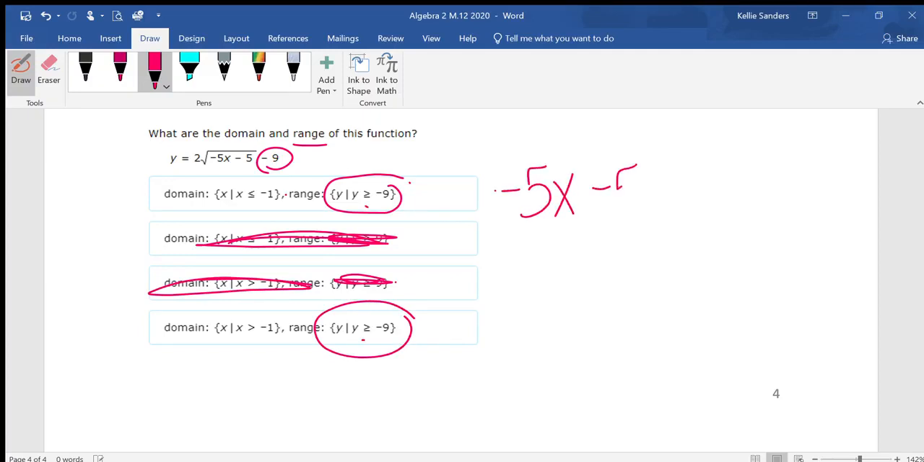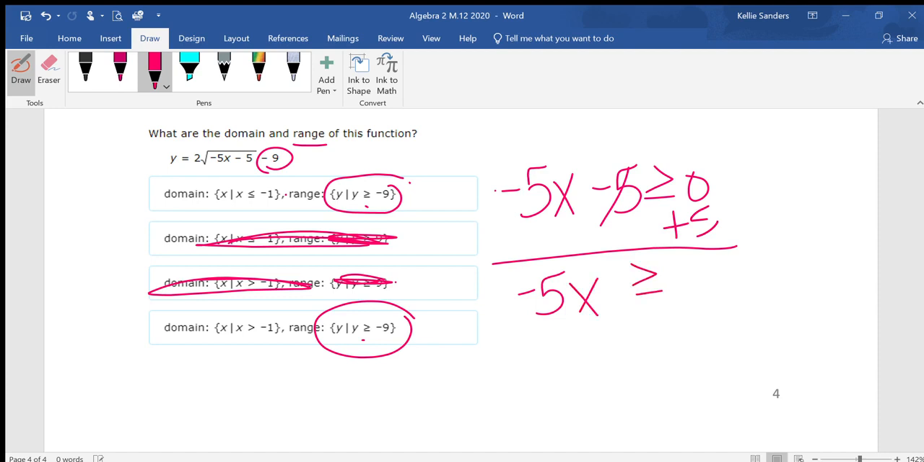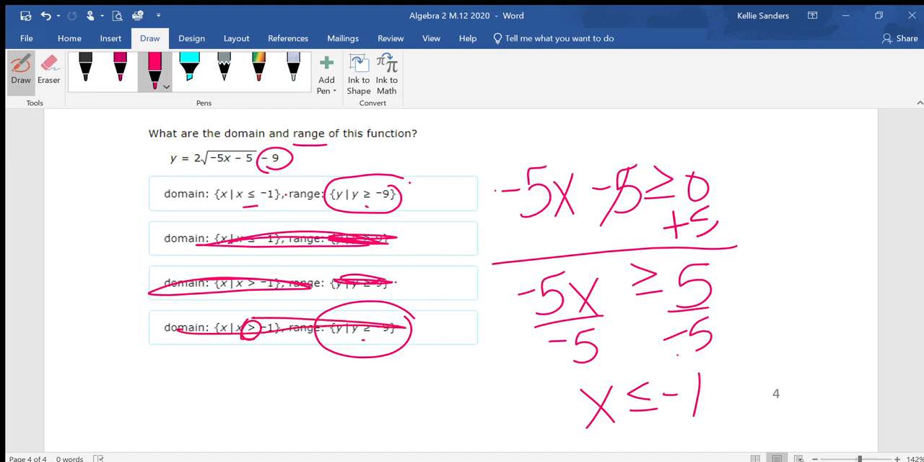Set whatever's on the inside greater than or equal to 0. We're going to add the 5. We're going to keep the arrow for just a second. 0 plus 5 is 5. We're going to divide by negative 5. If we divide by negative 5, what happens to the arrow? The arrow changes, and 5 divided by negative 5 is negative 1. So this arrow is going that way. This arrow, I don't even care what that arrow is doing because it doesn't have an equal sign to it. So we are not going to do that, and it's going to be that answer.